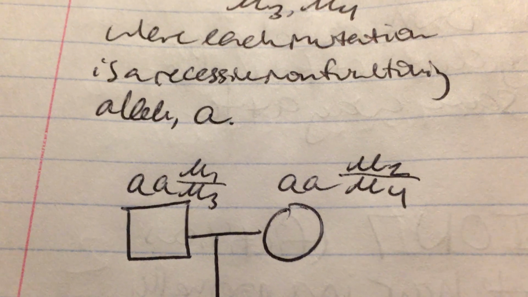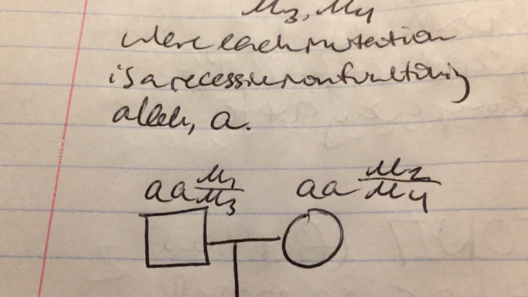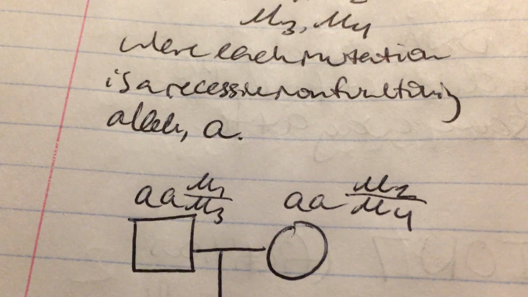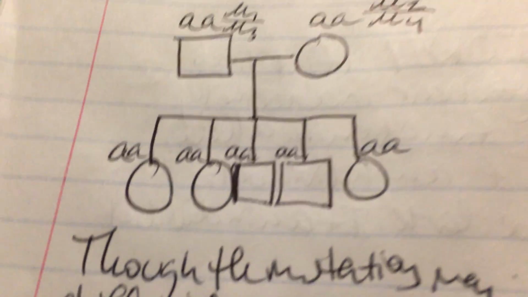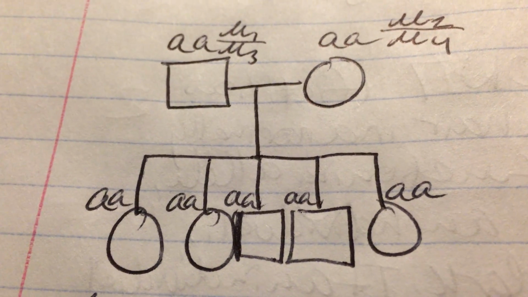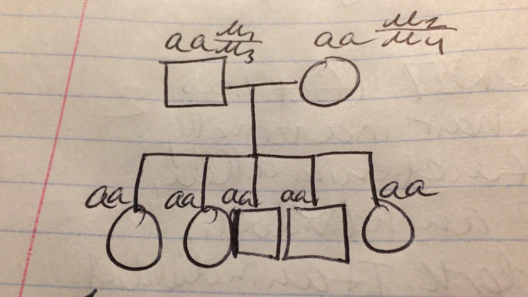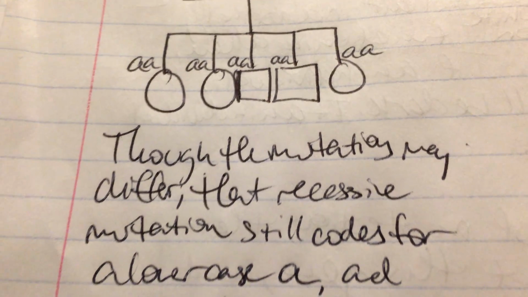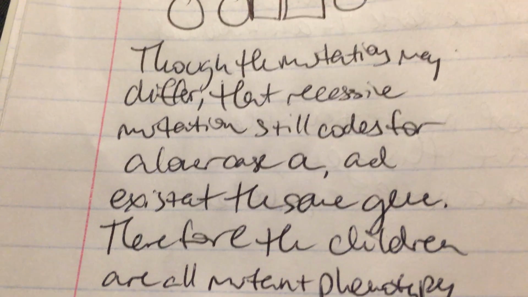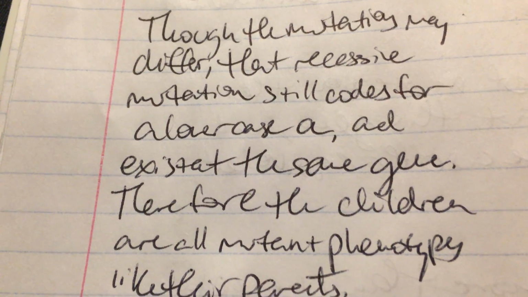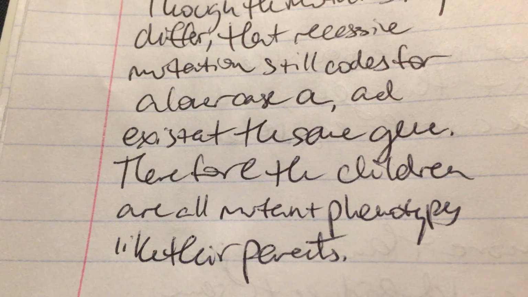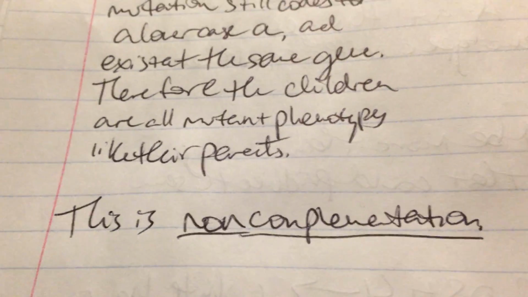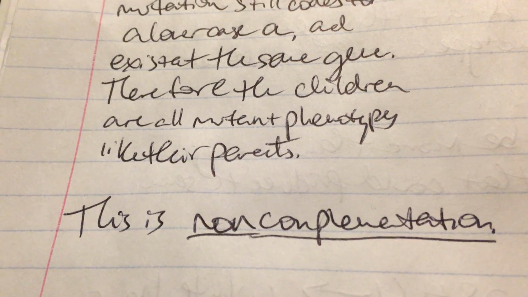Because these mutations occur in the same gene and they have the same recessive genotype, all of their children are going to inherit lowercase a alleles and therefore exhibit that white phenotype. Though the mutations may differ, that recessive mutation still codes for a lowercase a and exists at the same gene. Therefore, the children are all mutant phenotypes like their parents. This is non-complementation.